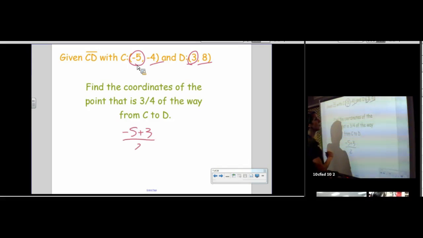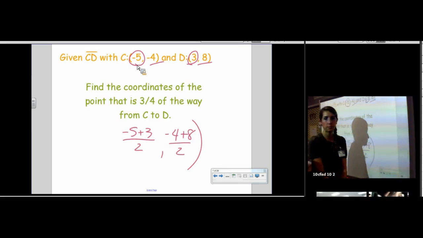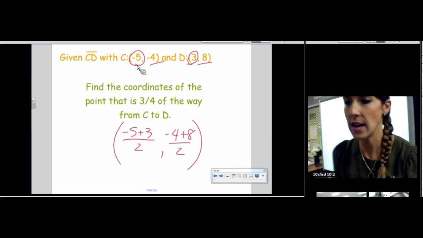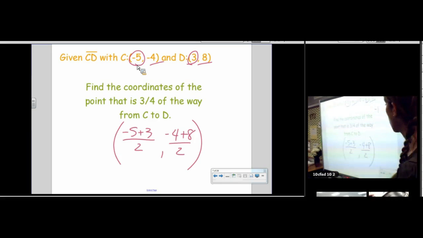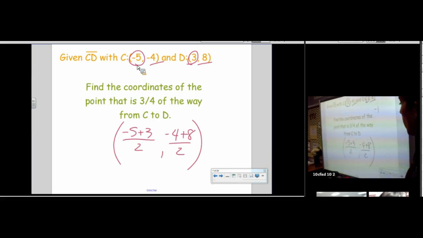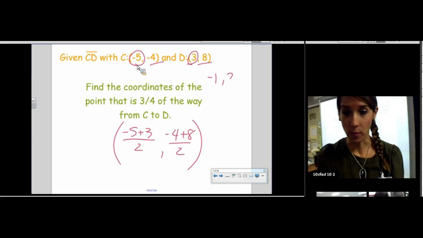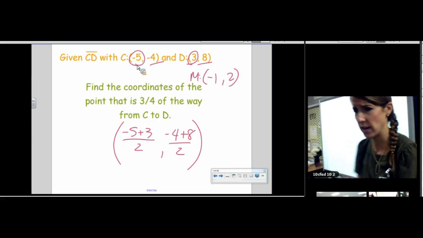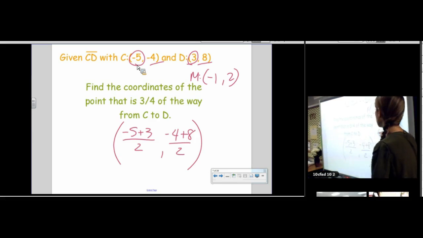Some of us are a little rusty on this, judging from the quiz. So the more practice we can have with the midpoint formula, the better. All right, so we've got -2 divided by 2. That'll get us -1. And we've got, what, 4 divided by 2. So we have found, I'll call it M, the midpoint. We have found the coordinate that is half of the way from C to D.